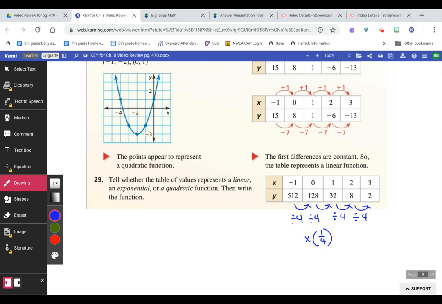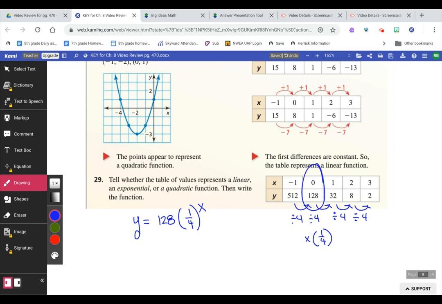So when we look at this, our equation will be y equals the original value when x is 0 is 128. So that's our initial value we're going to start with, times 1/4 to the x power.